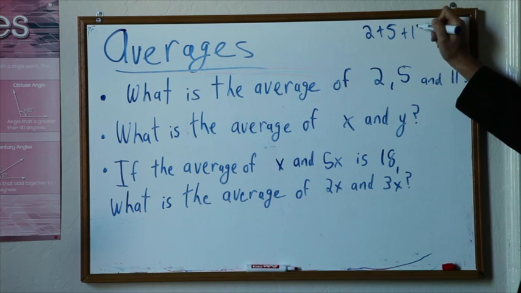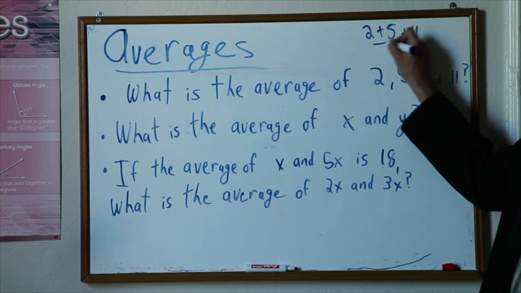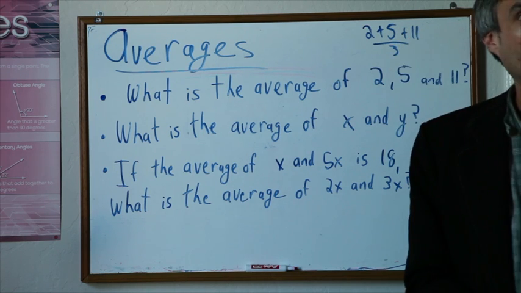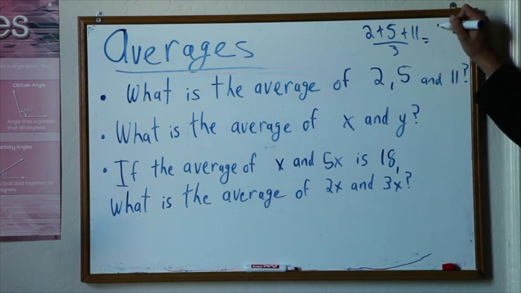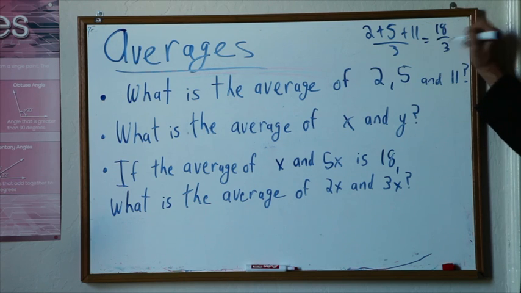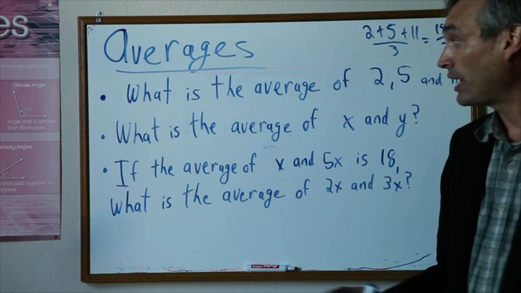So if you wanted to average 2, 5, and 11, you'd start by adding them all up and then dividing by 3 because there are 3 numbers. You would end up with 7 and 11, 18 over 3, or 6 would be the average.